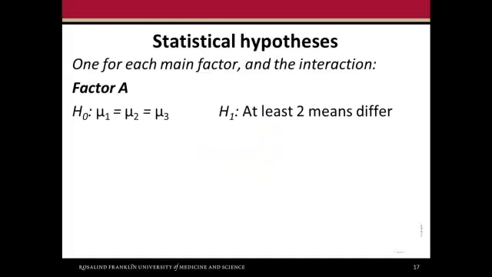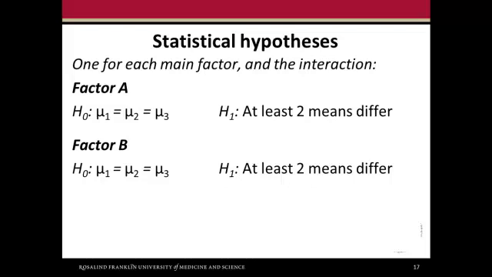So when we look at statistical hypotheses, we're going to have one for each main factor and then one for the interaction. For factor A, which is handedness here, our null hypothesis is that the means are the same. Our alternative hypothesis is that at least two of the means differ, right? This is an ANOVA analysis, so we could have multiple groups. These are general hypotheses here.